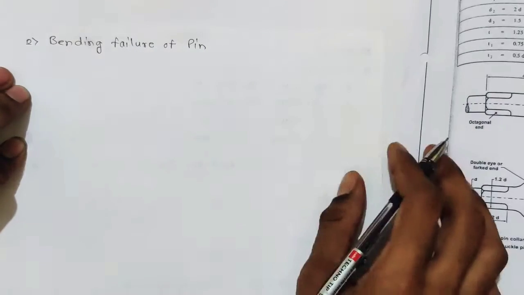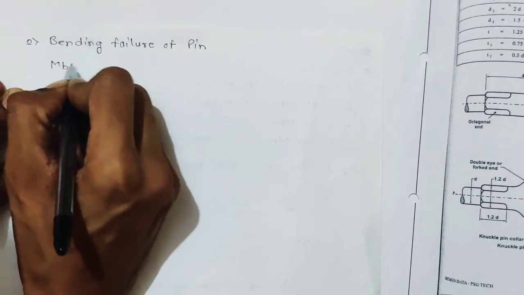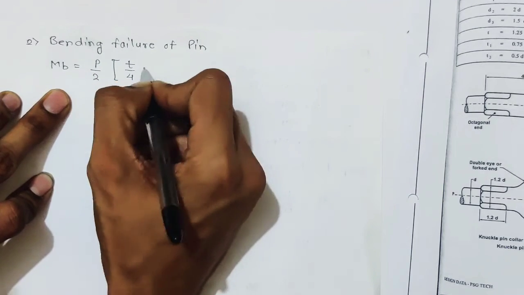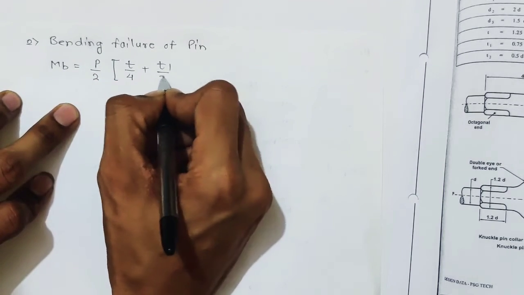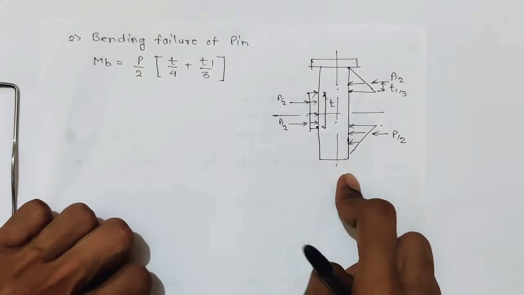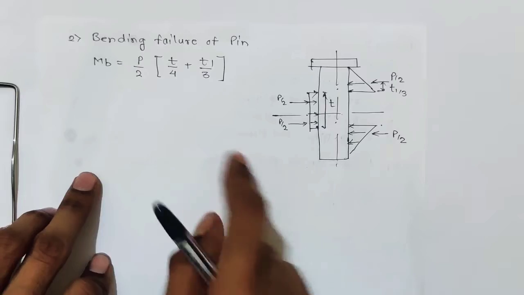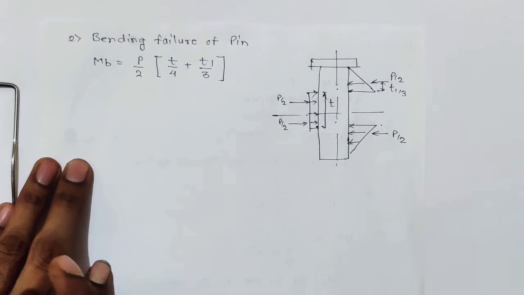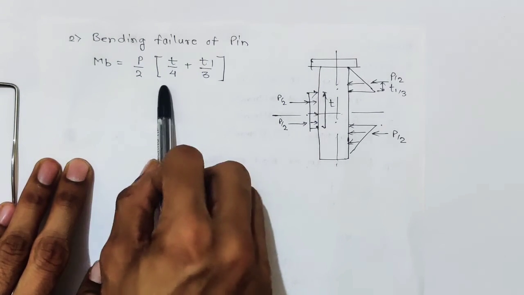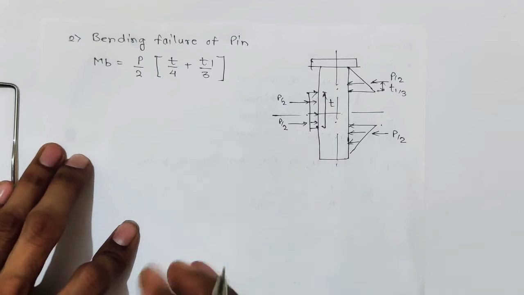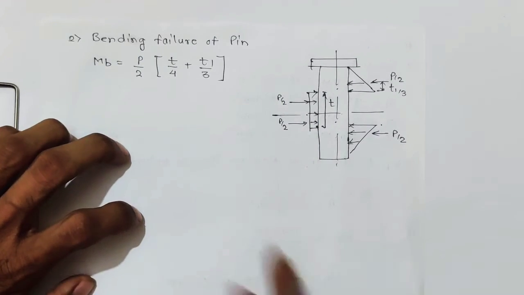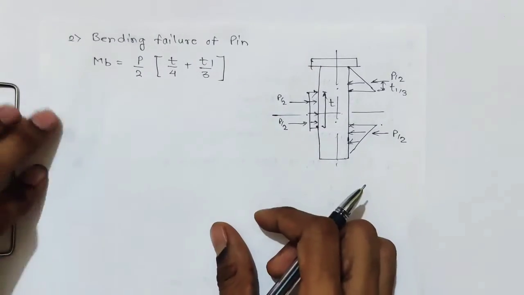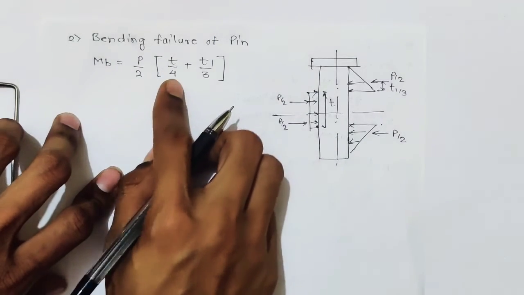So now what is the value of the bending moment? MB is equal to P by 2 into T by 4 plus T1 by 3. You can draw this diagram, but even if you don't draw the diagram, it's all right. You don't have to derive the bending moment equation while solving the question. I'm not deriving this equation; for that I will make a separate video, or you can go through the bending failure of quarter. This equation is the same as for the quarter. So MB is P by 2 into T by 4 plus T1 by 3.